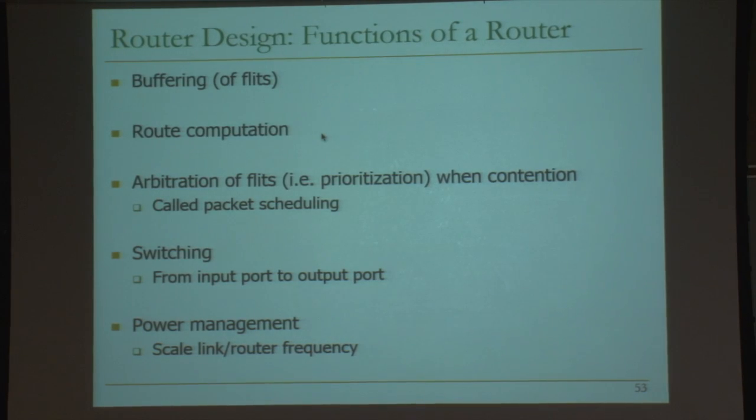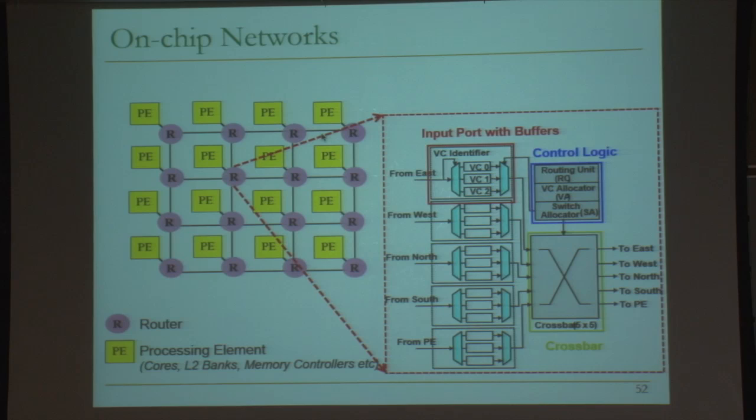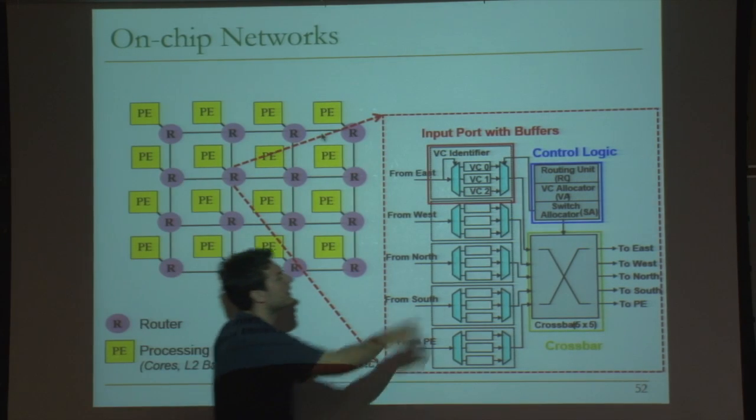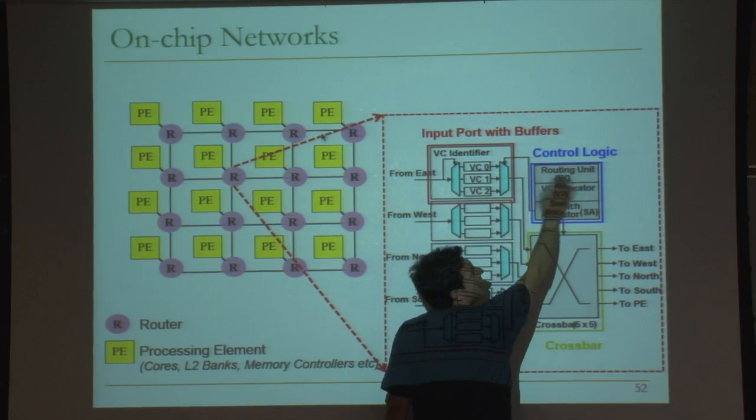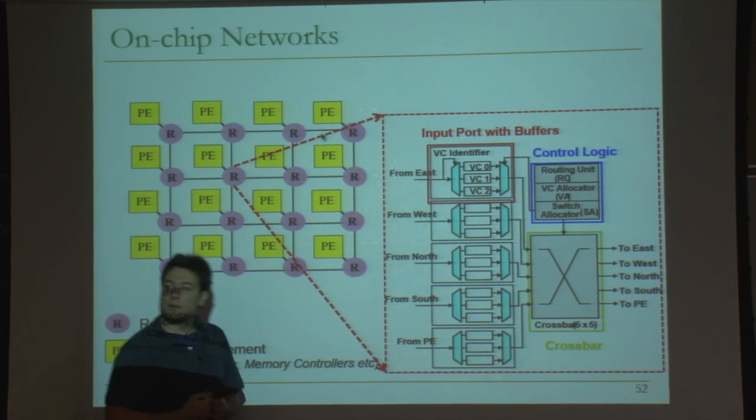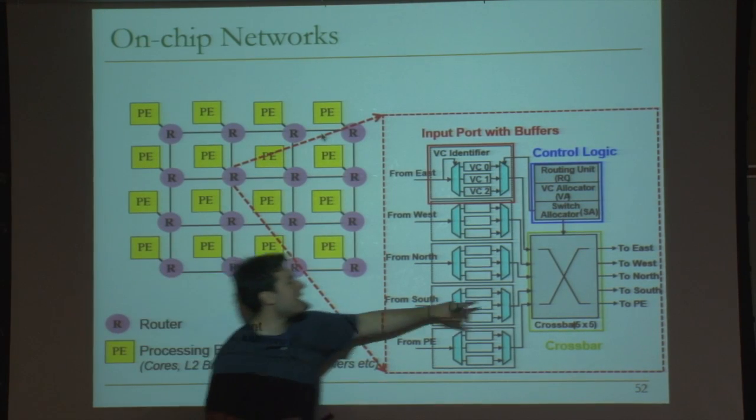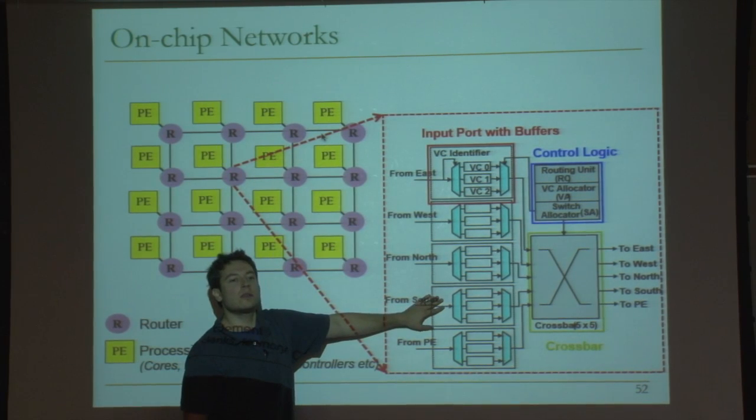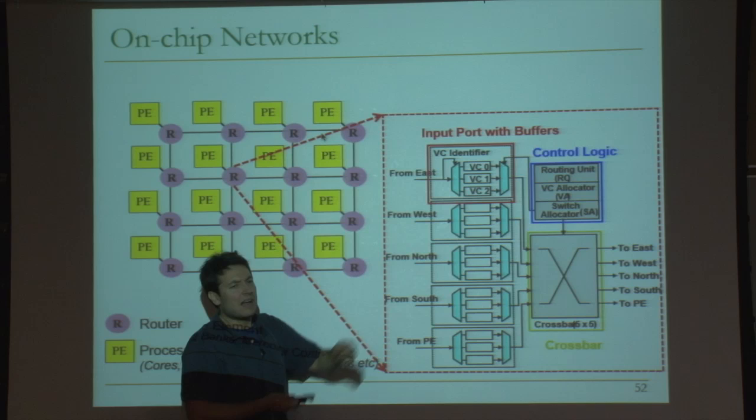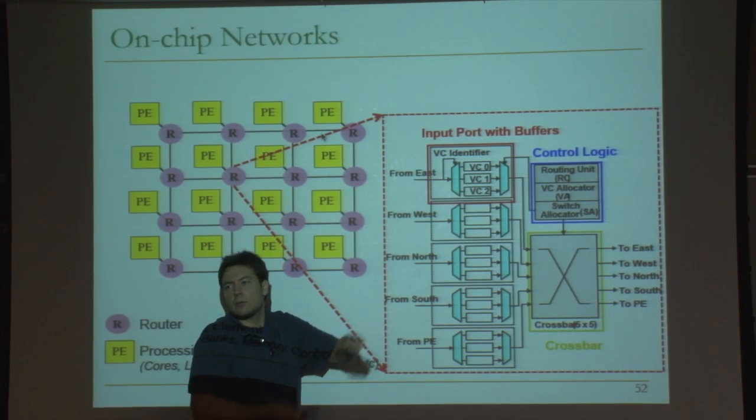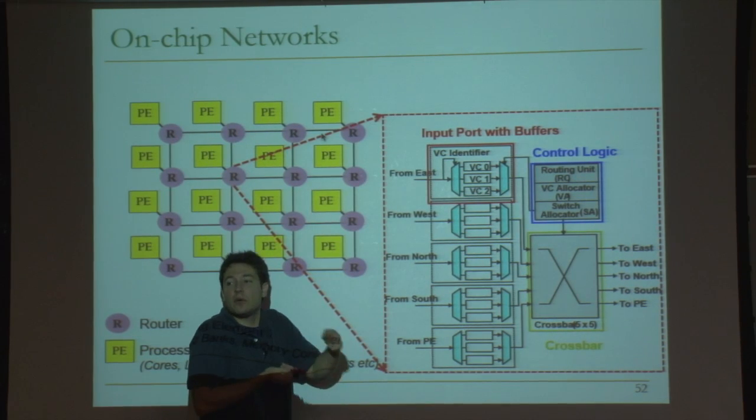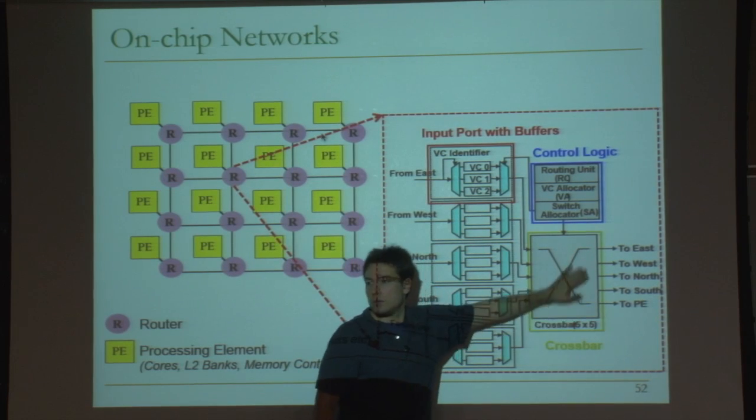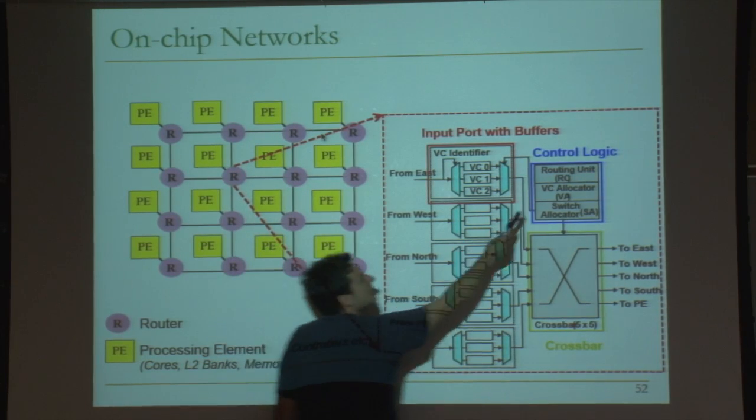And this is, actually, let me go back to here. The next slide just says what this picture is showing. The control logic consists of the routing unit. This means when a packet comes in, I need to figure out which output it has to leave from. So if I get a packet from my south port, I have a table lookup, or I have some arithmetic lookup, or I have some source-based routing, but I have to figure out which port it has to go out from.